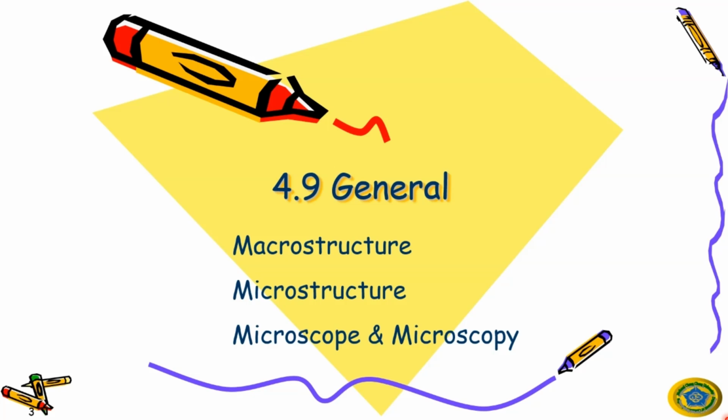In general, when you see an object or a metal, you can see it with your eyes, right? But you cannot see the details of this metal at the atomic scale or the microscope scale. So we have macrostructure and microstructure.